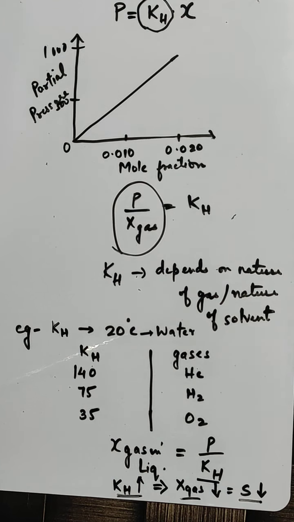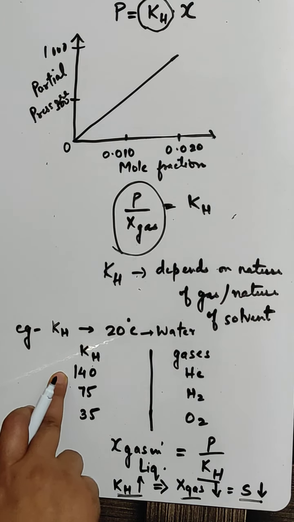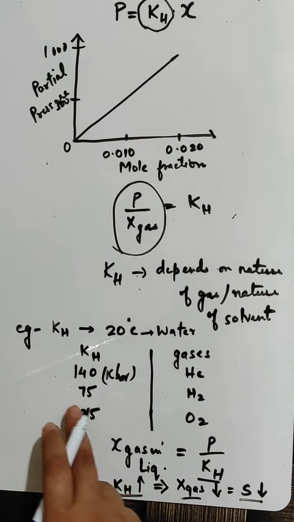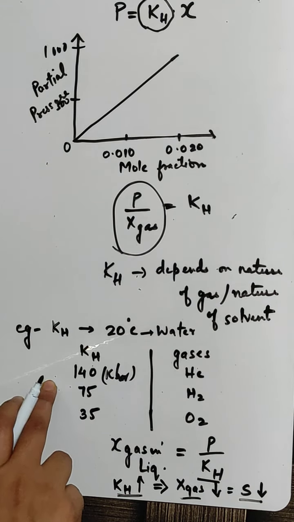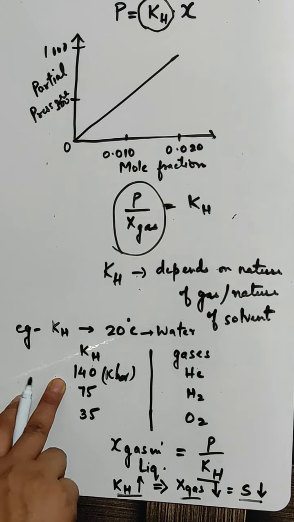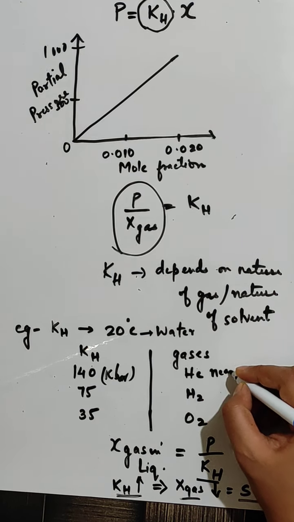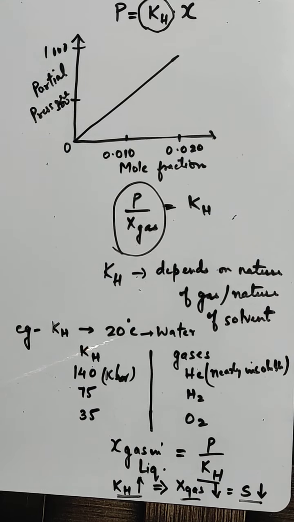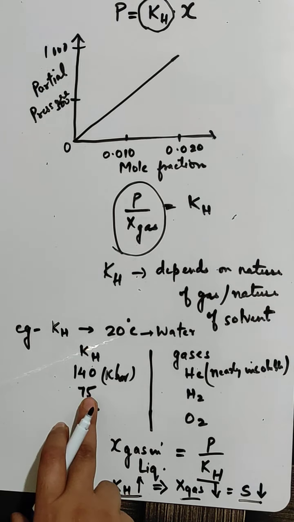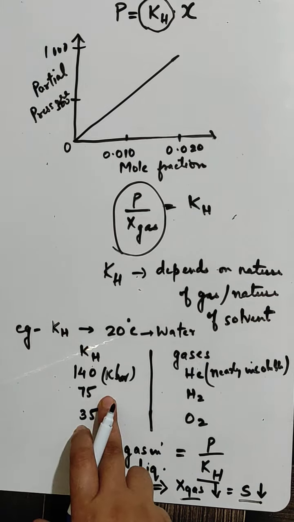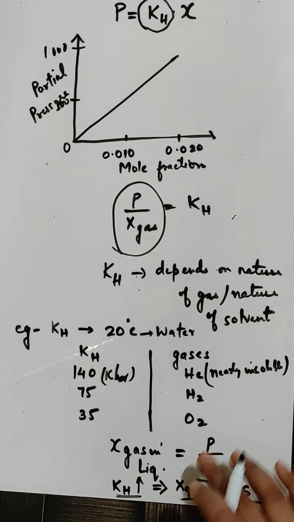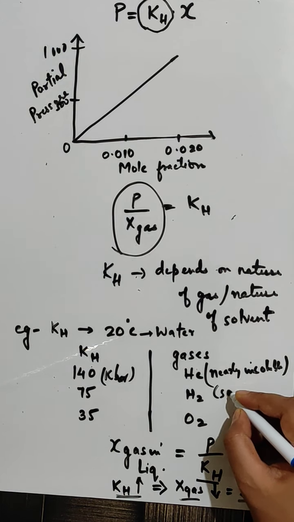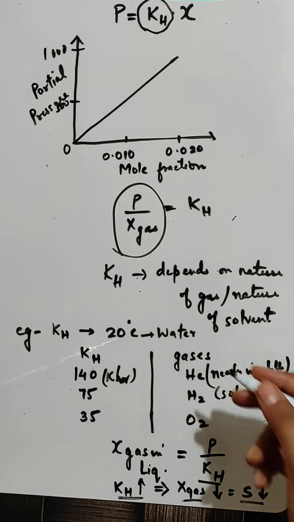so the solubility will be less. Here we can see the value, we have taken it in kilobar. The value for helium is approximately 140, so we can say that it is nearly insoluble. Okay, now next just see hydrogen. The value of KH is less than helium, but here also we can say that it can be soluble as compared to this.